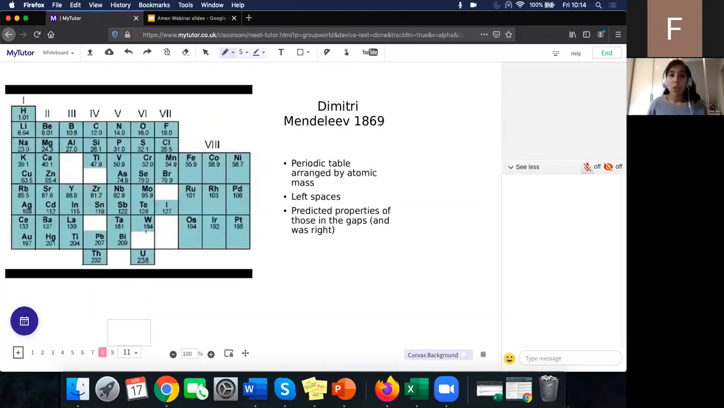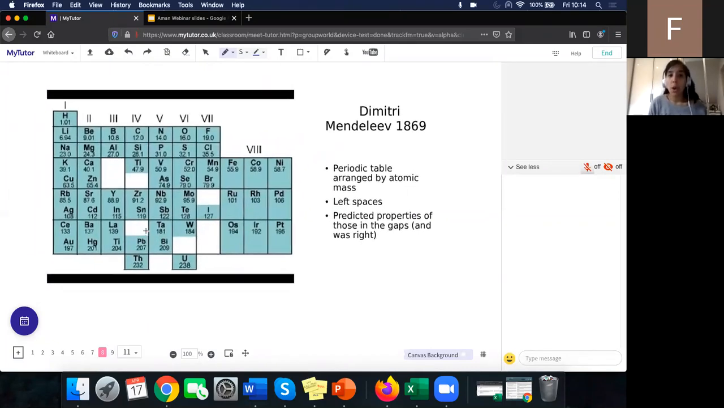The third one is the one that's the most similar to our periodic table, which is produced by Dmitri Mendeleev, and this was in 1869. And he also arranged it by atomic mass. Does anyone know what our current periodic table is arranged by? It's not arranged by atomic mass. What's it arranged by? Atomic number, excellent. So he arranged it by atomic mass, but our current periodic table is arranged by atomic number. Well done, everyone, telling me that.